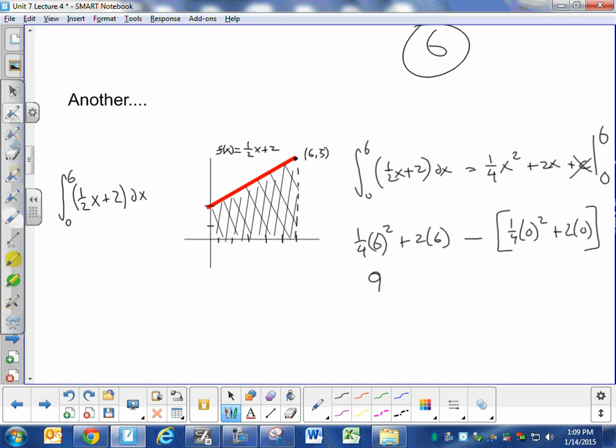36 divided by 4 is 9. 2 times 6 is 12. Then I have to subtract a big 0. This is 21. So I think the area under this curve is 21. This is in units squared.